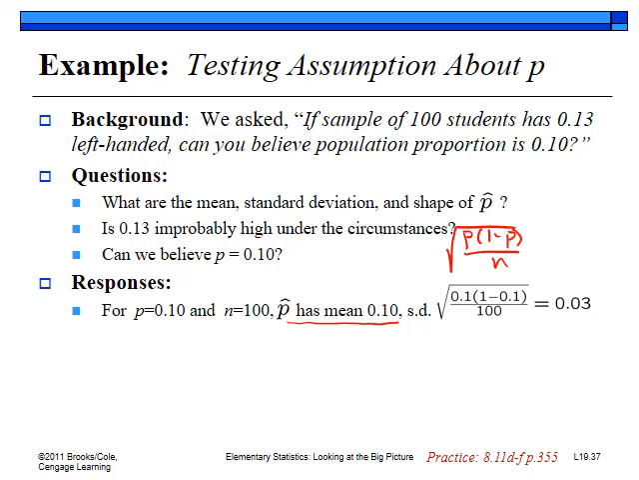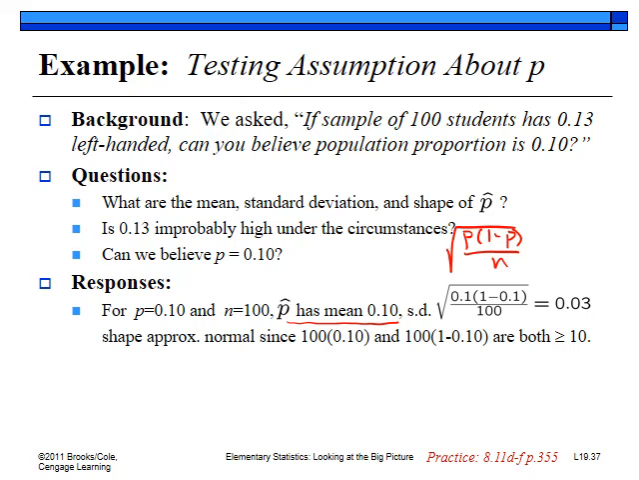What's the shape? Well, to know the shape, we want to know if it's approximately normal. To be approximately normal, n times p and n times 1 minus p have to both be at least 10. And we just barely squeak that in. n times p is equal to 10. So we're good. We can use the normal approximation.